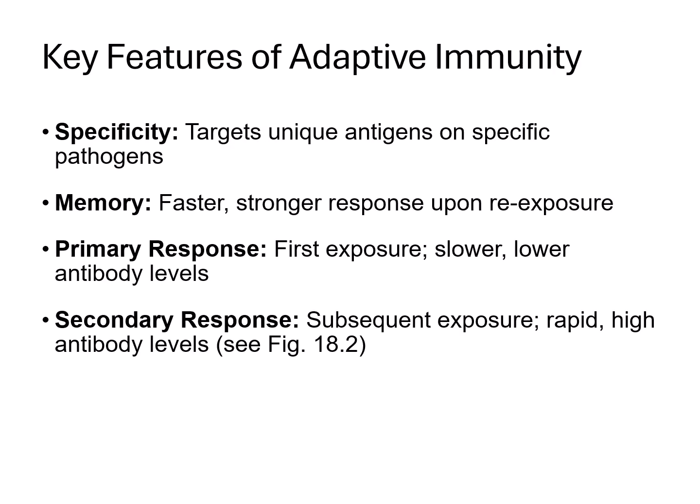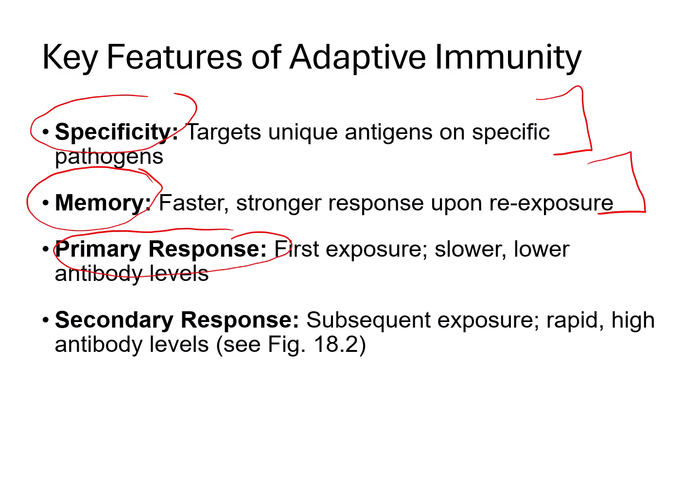Adaptive immunity is defined by 2 hallmark traits: specificity and memory. Specificity means that immune cells recognize unique antigens on specific pathogens, whereas memory means that they respond faster and more effectively when encountering the same pathogen again in the future. That first exposure to the pathogen triggers a primary response. It's slower and weaker, but later exposures will generate a secondary response that is much faster and much stronger, and this explains why vaccines work.